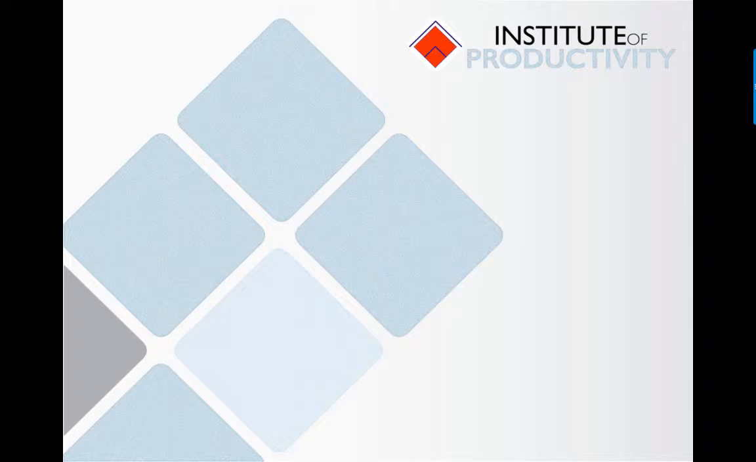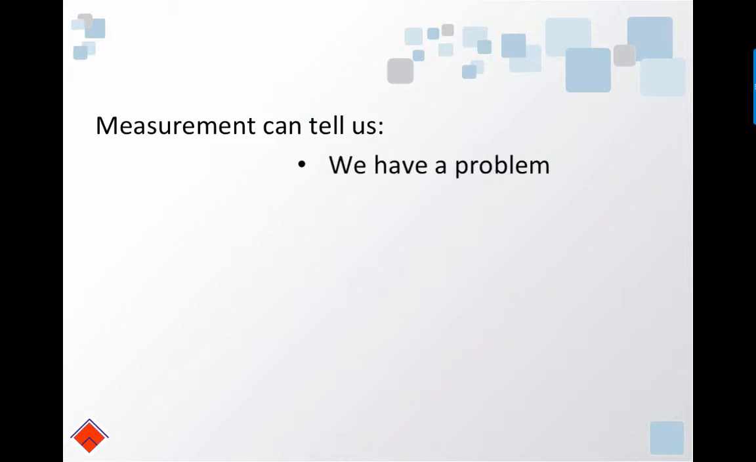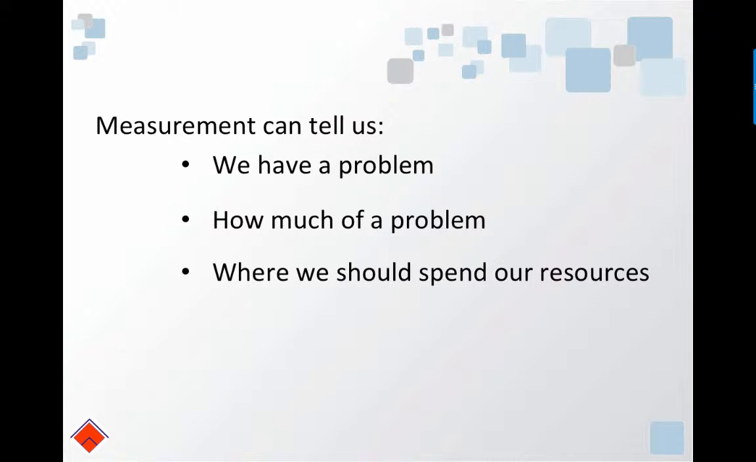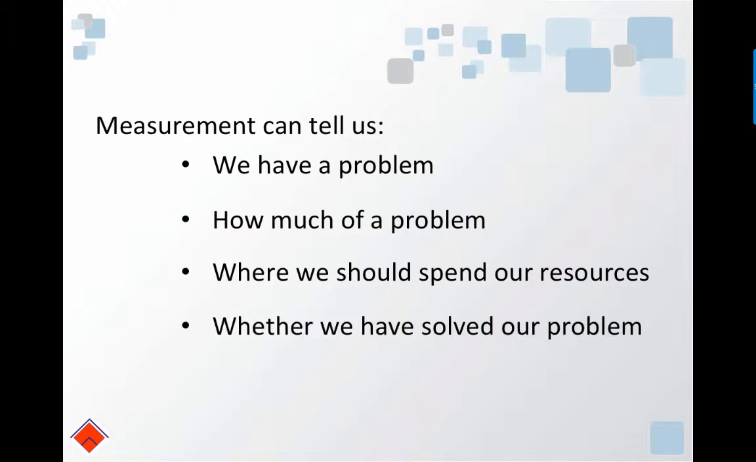A key component of any improvement project is measurement. Sometimes it is useful to know not only that we have a problem, but some indication of the magnitude of the problem. This helps us both understand the situation better and prioritise different problem areas, or areas which have the greatest potential for improvement. Measurement can help tell us we have a problem, how much of a problem, where we should spend our resources, and whether we have solved our problem.